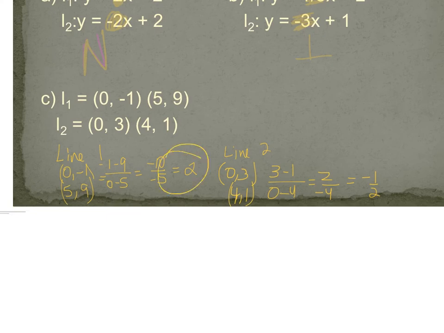All right, so look at my slopes. I have 2, and I have negative 1/2. Are they exactly the same number? No. Are they opposite reciprocals? Yes, so they are perpendicular. If they don't fall into either one of those categories, then they're neither. You just write neither, no big deal.